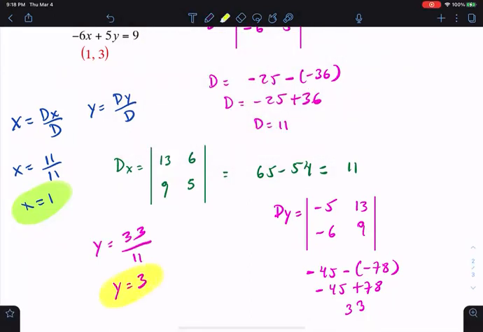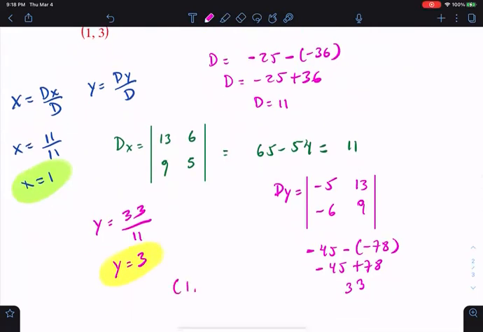And if you want to write this as an ordered pair, you can do (1, 3), right? And this is the solution for the system of equations in two variables. So as you can see, it's not that difficult when you have two variables, but if you have three or more, it will be a little bit more tedious, right?